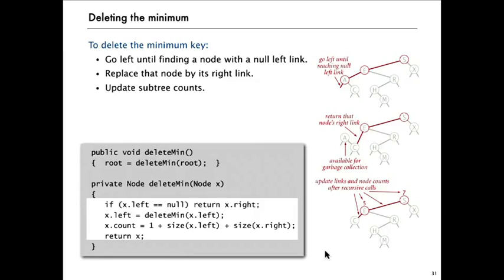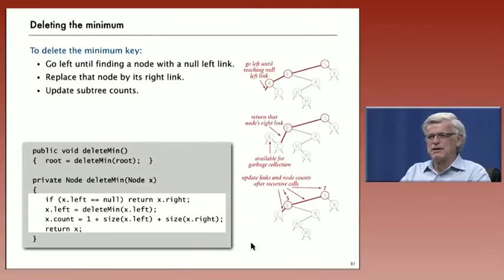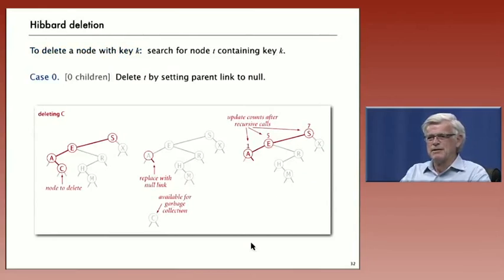So this code implements delete min. Not too bad at all. If x.left equals null, return x.right. Otherwise, x.left equals deleteMin(x.left). And then when you're done with that, you fix the count. Maybe a node got deleted down there, but always the invariant is that the count of the node is 1 plus the size of the left and right, and then return x and fix the links and the counts on the way up. That's a fine implementation for delete min, and it also works for delete max.